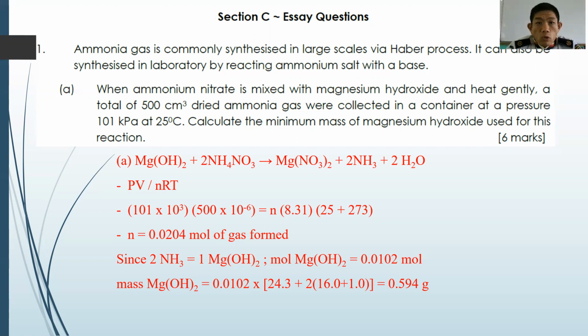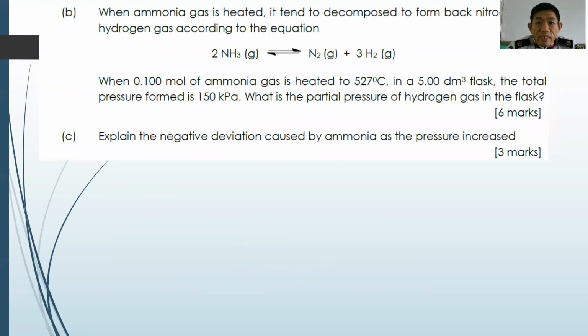Immediately we go to 1B. When ammonia gas is heated, it tends to decompose to form nitrogen and hydrogen gas according to the equation 2NH3 gives N2 + 3H2. When 0.100 mol of ammonia is heated to 537 degrees Celsius in a 5 dm³ flask, the pressure formed is 150 kPa. What is the partial pressure of the hydrogen gas in the mixture in the flask?